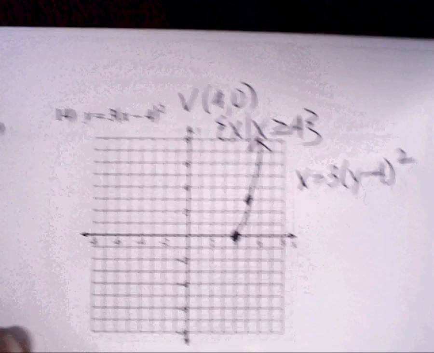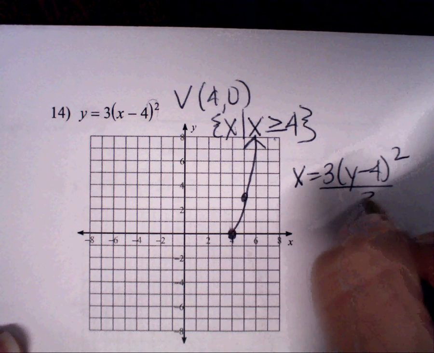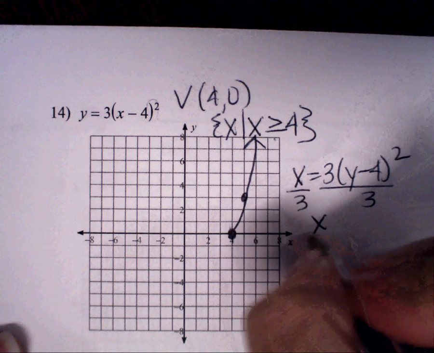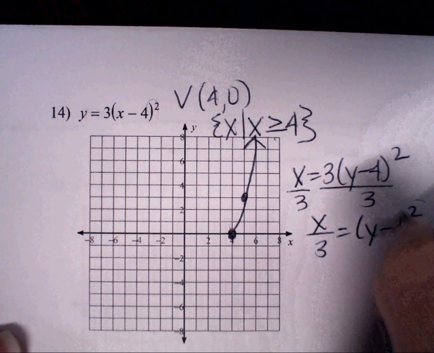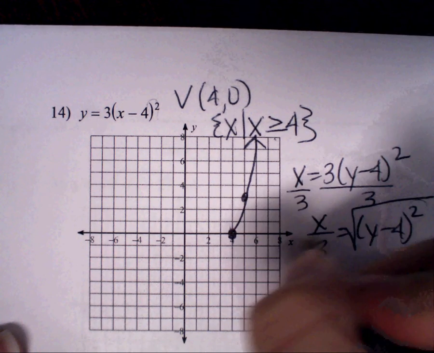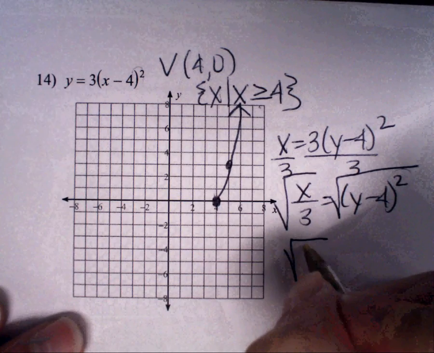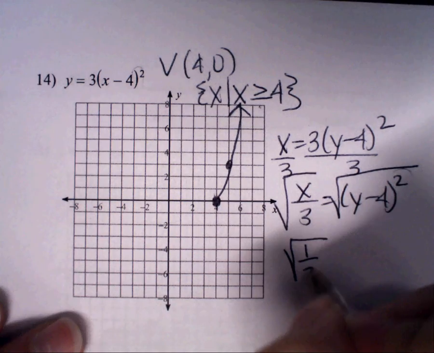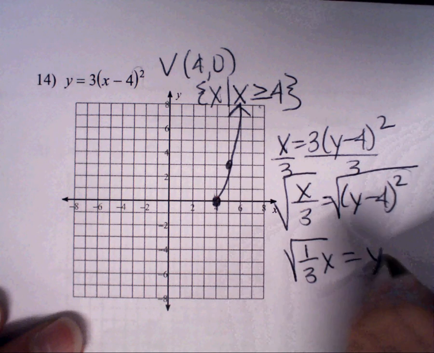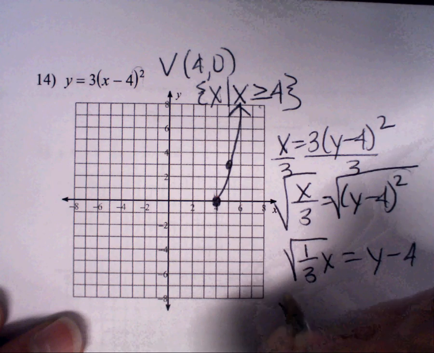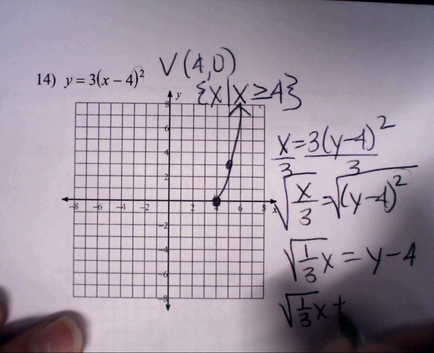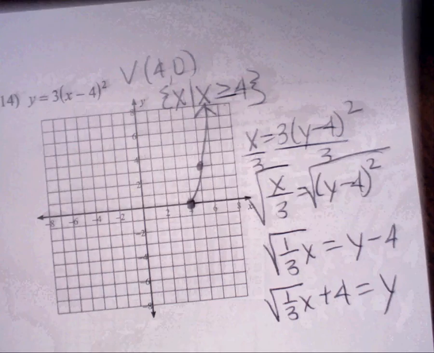So I'm going to divide by 3. I isolate what's squared. And then in order to get rid of the square, I do the opposite of what it's saying. The opposite operation would be square root. So you can leave it x over 3, or you can write 1/3 x. That doesn't matter to me. Now this is free of the square, so my last step would be to add 4. Just make sure that it's not looking like it's underneath.